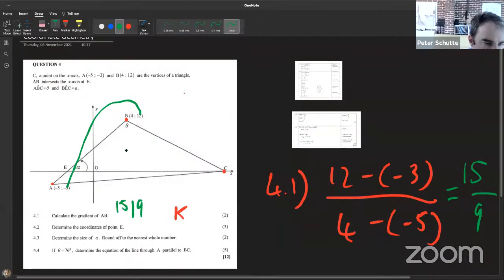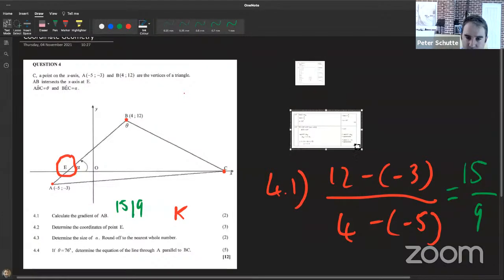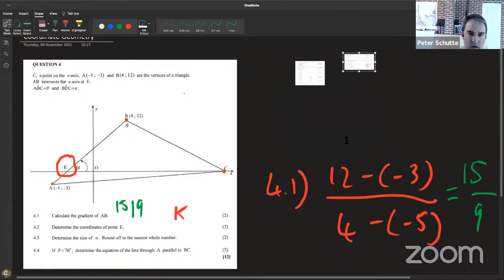Determine the coordinates of E. I want to know in the chat, what is special about point E? Because it said just find it, and I want to know where I even start. So can someone reply in the chat, what is special about point E? That's going to help me. Anyone?